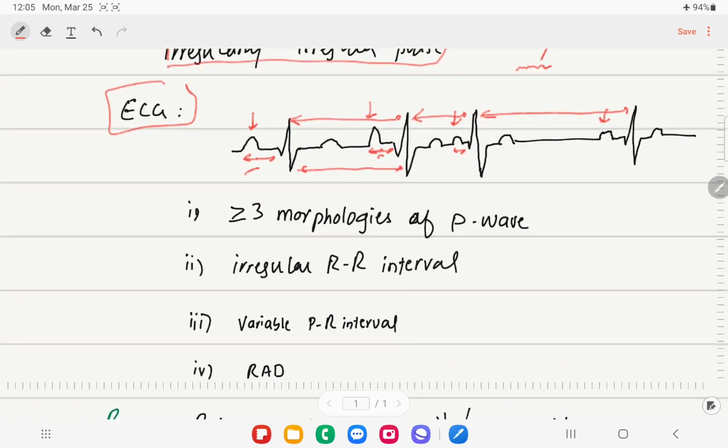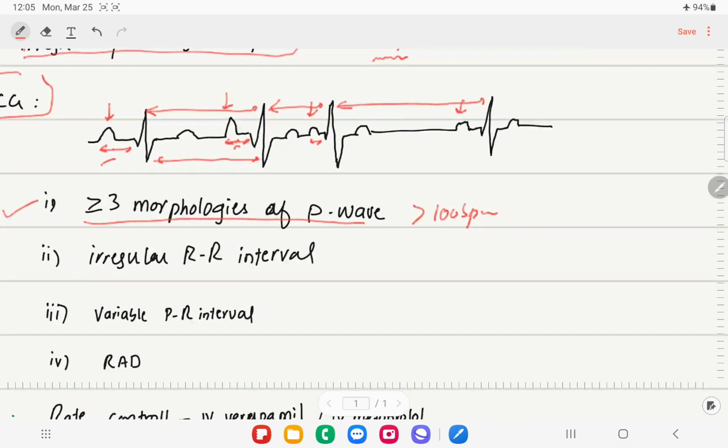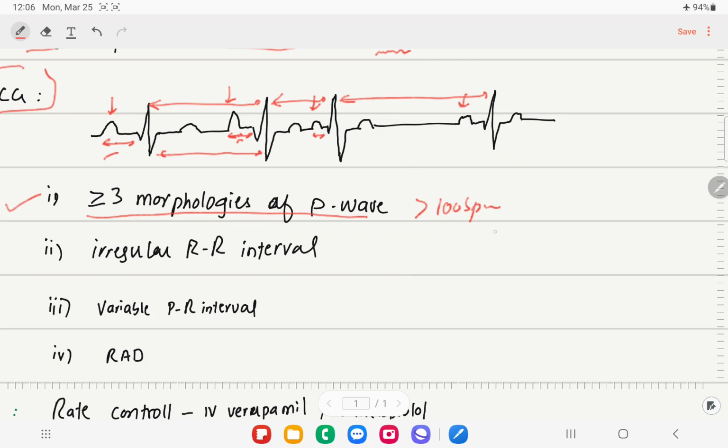For diagnosis of multifocal atrial tachycardia, we should have more than 3 morphologies of P wave, and the heart rate should be more than 100 beats per minute. If the heart rate is more than 100 beats per minute and we see more than 3 morphologies of P wave, we call it multifocal atrial tachycardia. While if the heart rate is less than 100 beats per minute and we are getting more than 3 morphologies of P wave, that is called WAP, wandering atrial pacemaker.